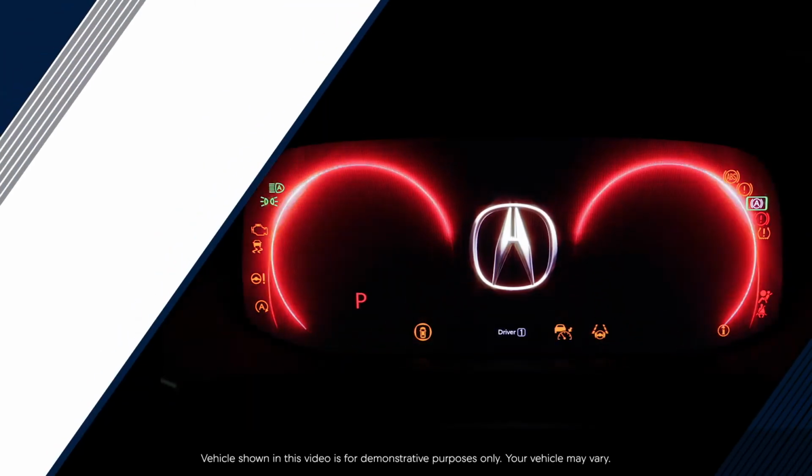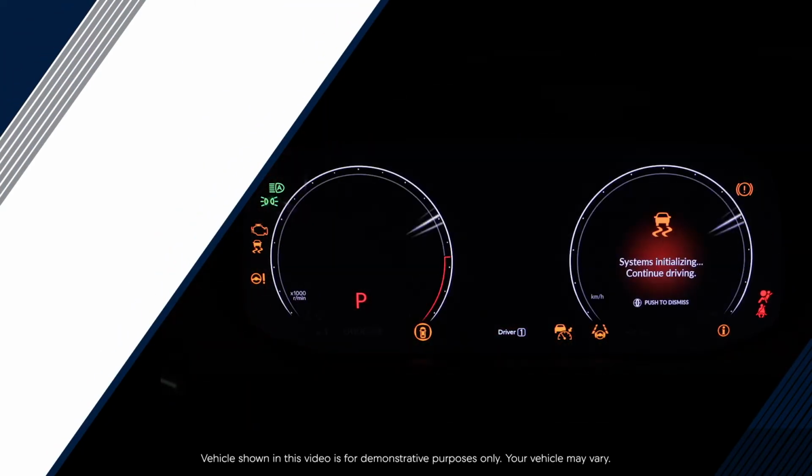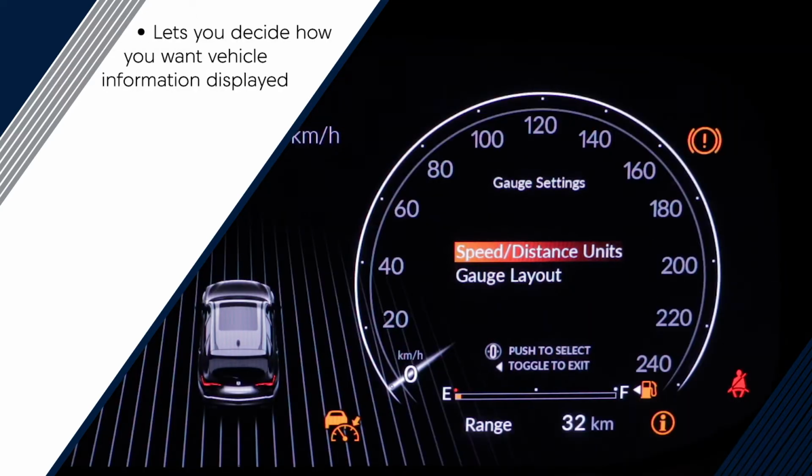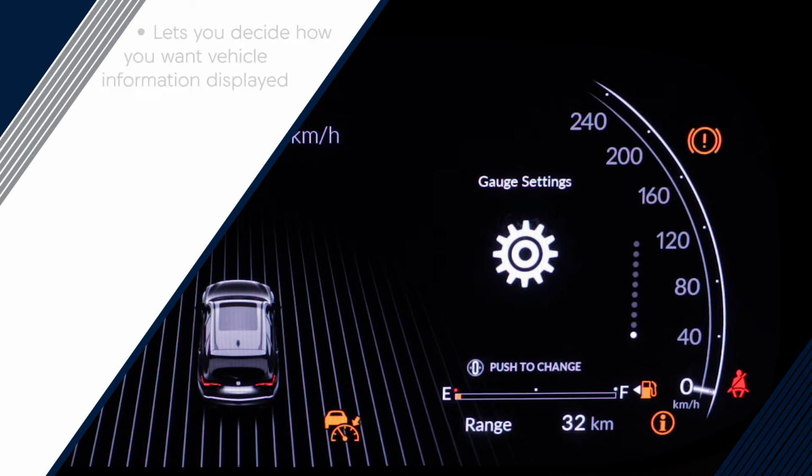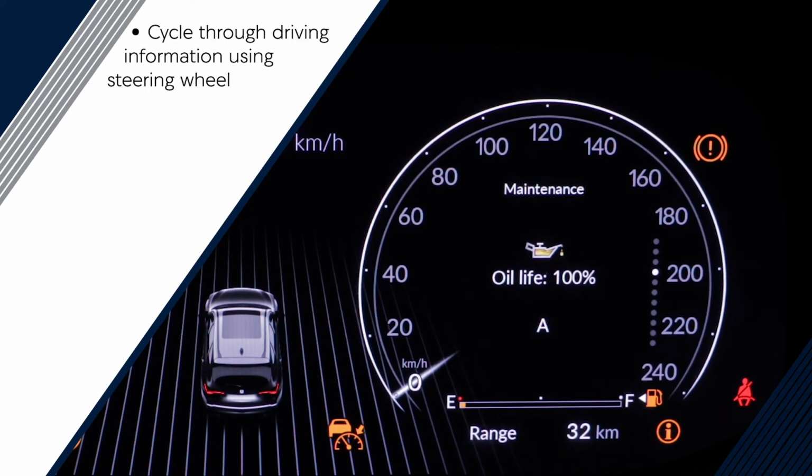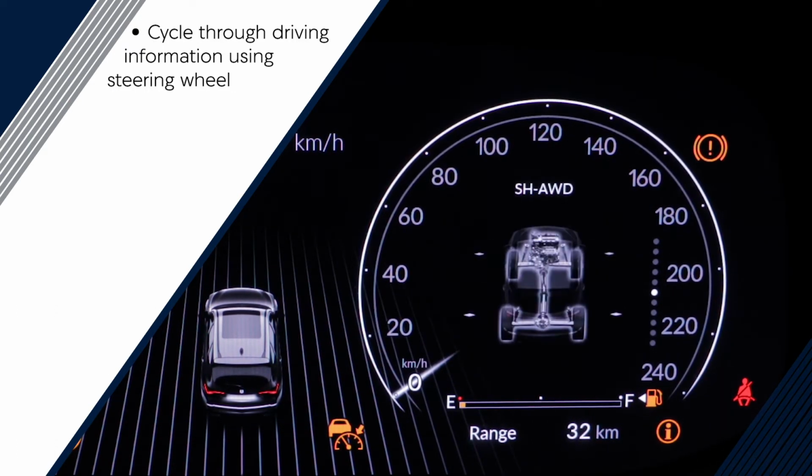Acura's fully digital instrument cluster replaces physical gauges with digital ones. In doing so, it lets you decide how you want key vehicle information displayed. It also allows you to easily cycle through at-a-glance driving information using the steering wheel controls.